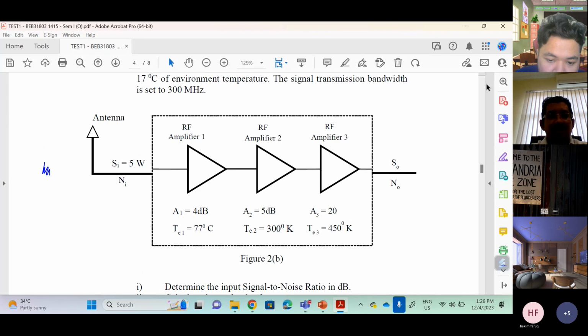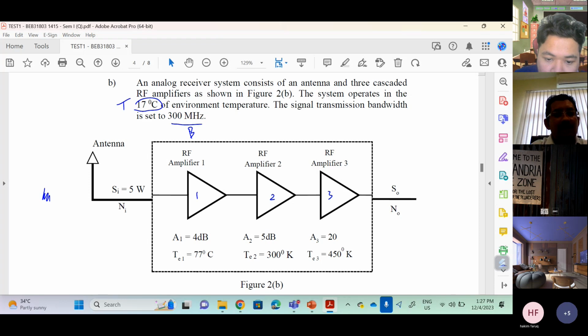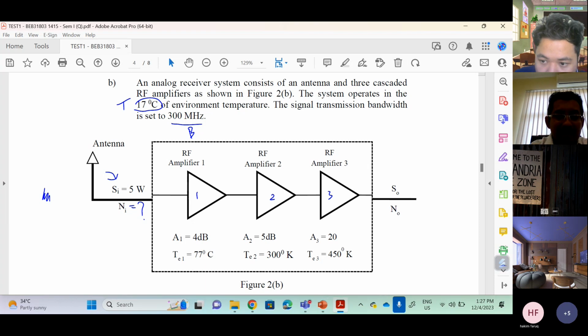In this case, you can see we have a first amplifier, second amplifier, third amplifier. And what parameters are given? You are given an ambient temperature of 17 degrees, and a bandwidth of 300 MHz. So you are given T and B. You are also given the input SI, 5 watts. NI is not given. Many students ask this: how much is NI? It is indeed not given.